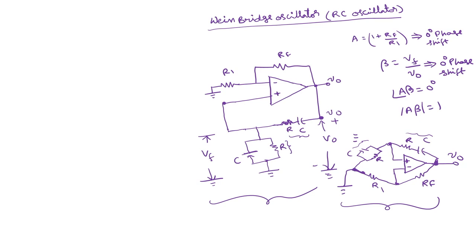So in order to get a zero phase shift in the feedback path, we have to balance the bridge. In the sense, R1 will provide zero phase shift, RF also provides zero phase shift. If the series RC provides a phase shift of phi, then this parallel RC section has to provide a phase shift of minus phi, so that these two get cancelled, and then the bridge is said to be balanced. That is why the name Wien bridge oscillator.